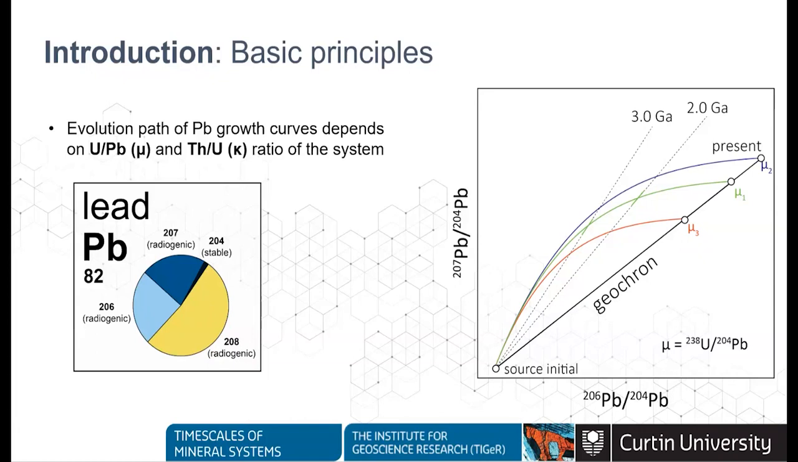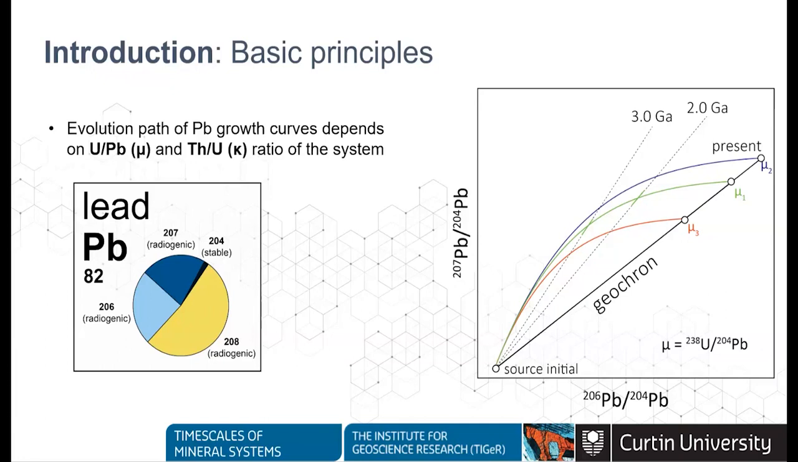We have 204, which is stable, and then 206, 207, 208, which are also stable, but also radiogenic, which means that the lead isotope composition of a system, the crust, for example, changes over time due to the radioactive decay of uranium and thorium, which form the radiogenic isotopes of lead. And the path along which our lead isotopes evolve depends on the mu value of a system, or the uranium-lead ratio, at least in 206/204 versus 207/204 lead space.